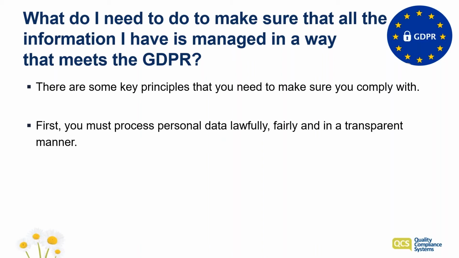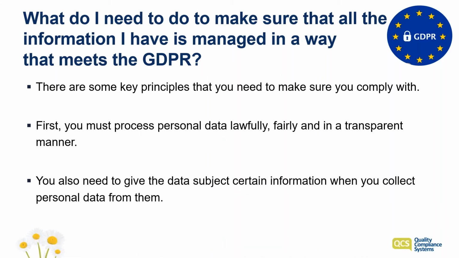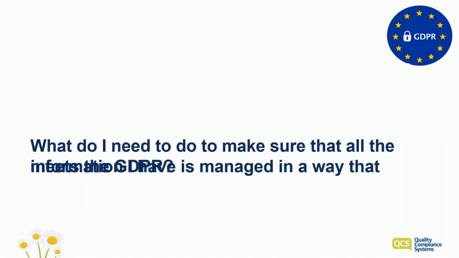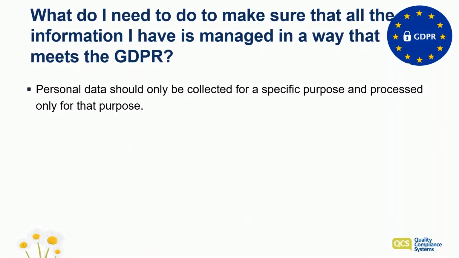These are just a few examples, and you should make sure you understand all the relevant grounds on which you are able to process personal data. You also need to give the data subject certain information when you collect personal data from them, indicating what data you're collecting and why you're going to use it. Personal data should only be collected for specific purposes and processed only for that purpose. If you want to process data for another reason, you'll need to make sure you can rely on another ground for that purpose. For example, consent or legitimate interest.